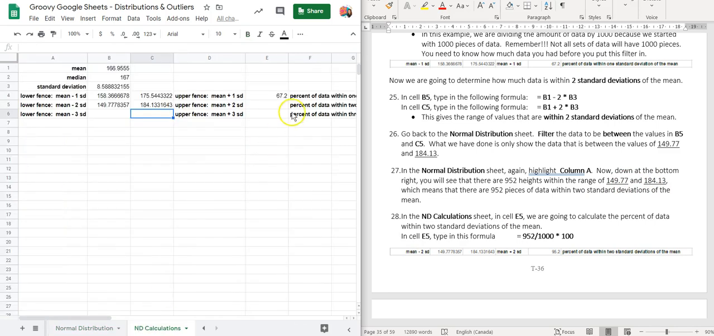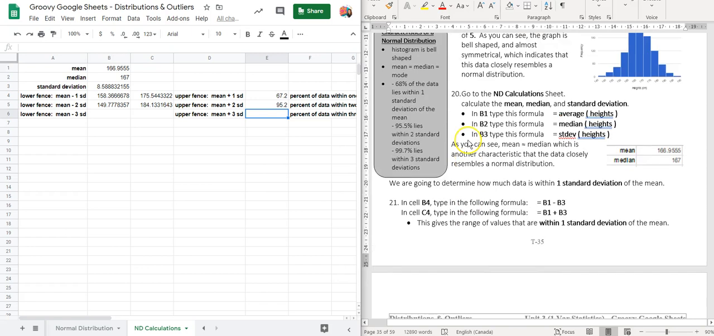So in our calculations, it was 952 students out of 1,000 students multiplied by 100 to change it to a percent. So there is 95.2% of students have a height within 2 standard deviations of the mean. In a perfect normal distribution, the number would be 95.5. So 95.2 is pretty good.